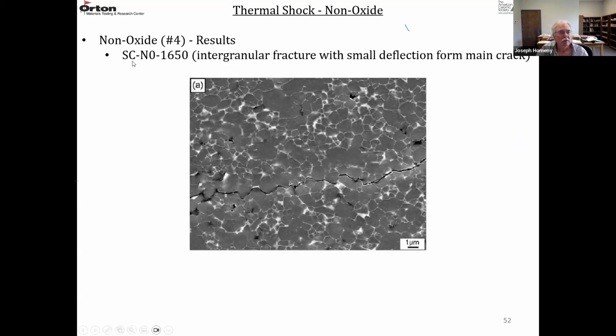So this material, the silicon carbide with no silicon nitride, with the post heat treatment at 1650, had intergranular fracture. It looks something like this. You can see the fracture path is going between the grains of silicon carbide. Not a very tortuous fracture path, a small deflection from the main crack. This is not what you want for a thermal shock resistant material. You want to make that crack path as tortuous as possible to increase the fracture surface energy dissipated and make it difficult to fracture the material.